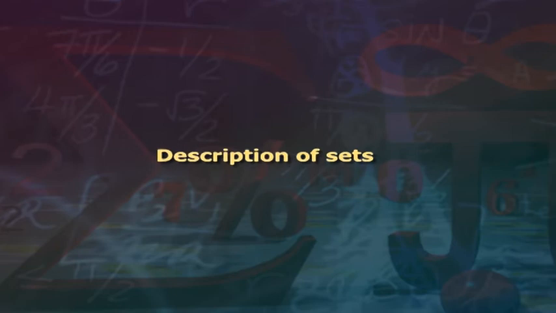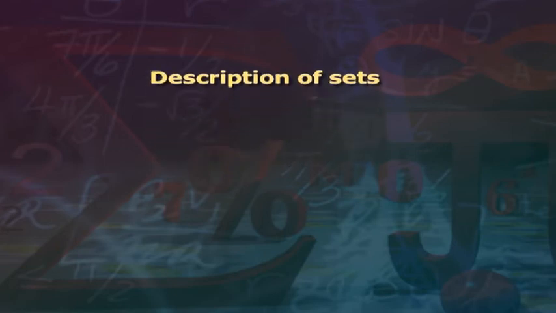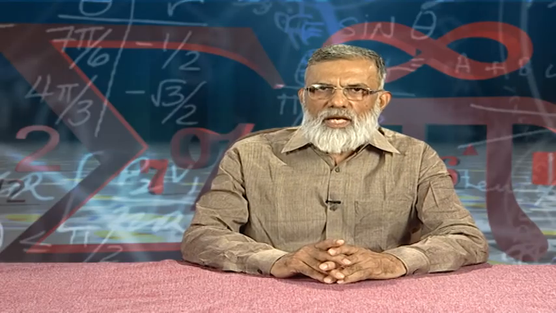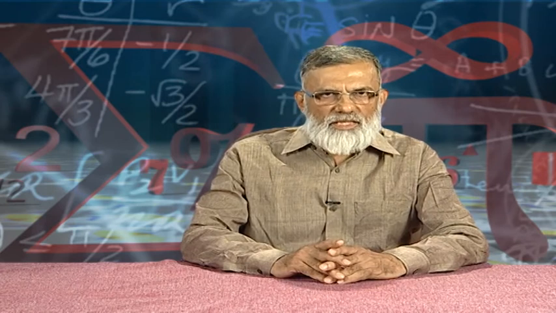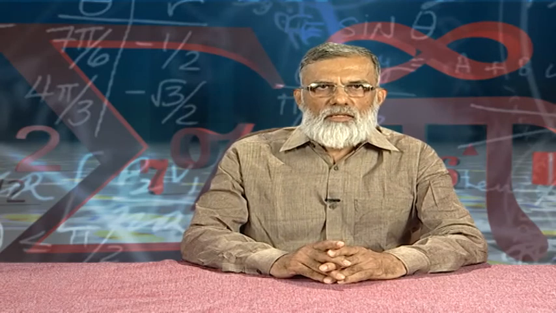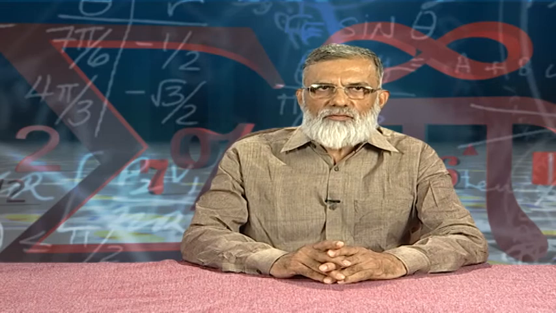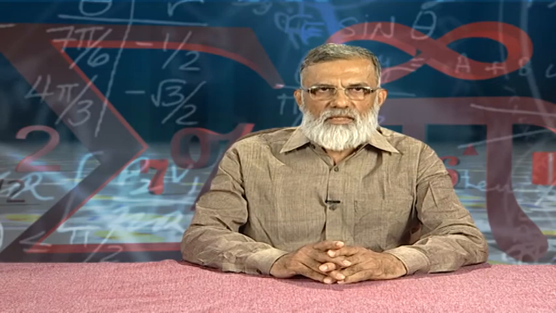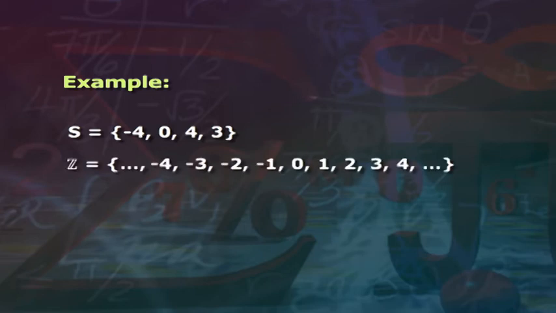Description of sets. Sets can be described in 2 different ways. 1. Enumeration. Here we simply list the elements of the set. When the set is infinite and there is no point of any confusion, we use the 3 dots. They convey the information for the remaining elements of the set. Example, S is equal to minus 4, 0, 4, 3, or Z is equal to 3 dots, minus 4, minus 3, minus 2, minus 1, 0, 1, 2, 3, 4, 3 dots.